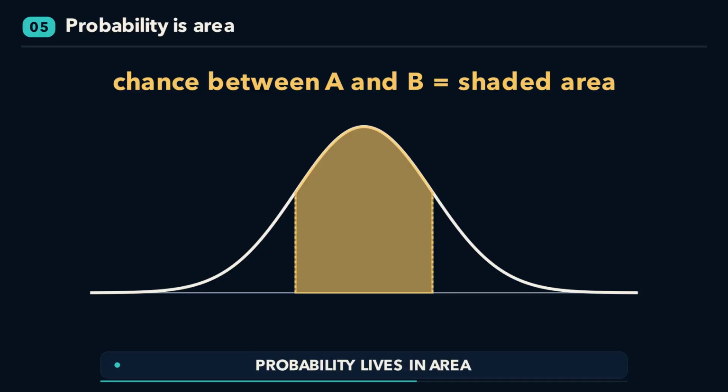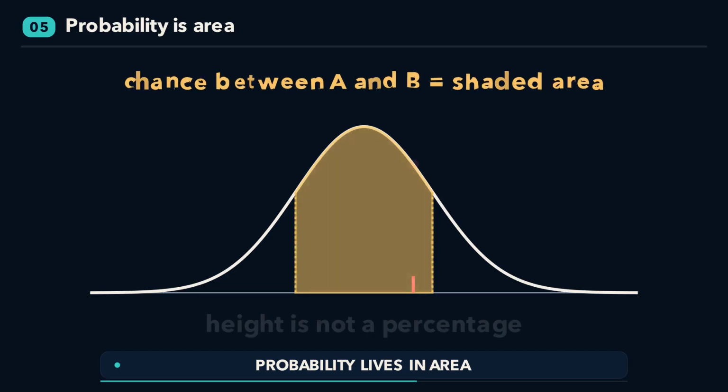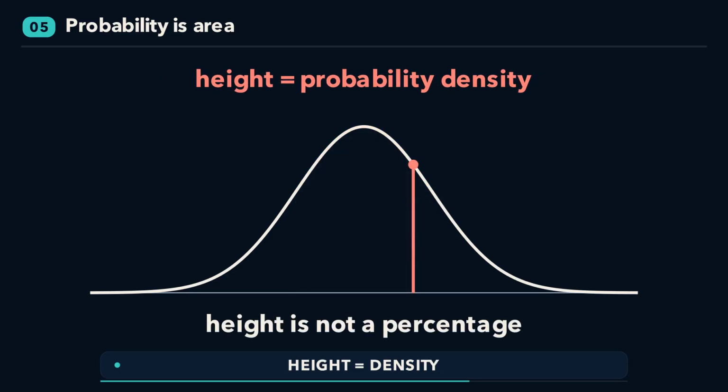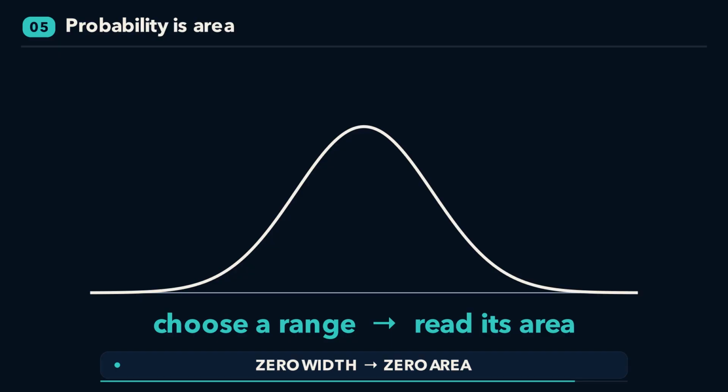Height is density, probability packed into nearby space. A narrow interval beneath a tall part may contain useful probability. An interval with zero width contains none, so the curve is best read like a landscape of probability. Choose a horizontal range, then measure the area above that range and below the curve.